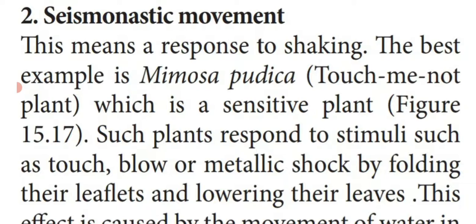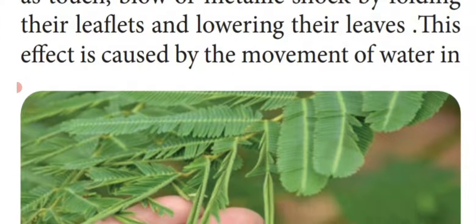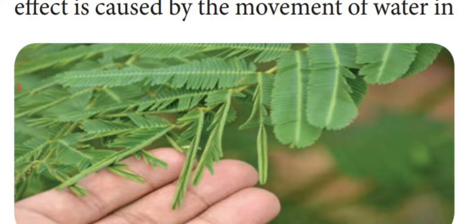So this plant is a very sensitive plant which responds to the touch, blow or metallic shock by folding their leaflets and lowering their leaves. So this effect of closing of leaves takes place due to the movement of water in the xylem content. See the picture. This is the touch me not plant. When you touch the plant, it closes its leaves.